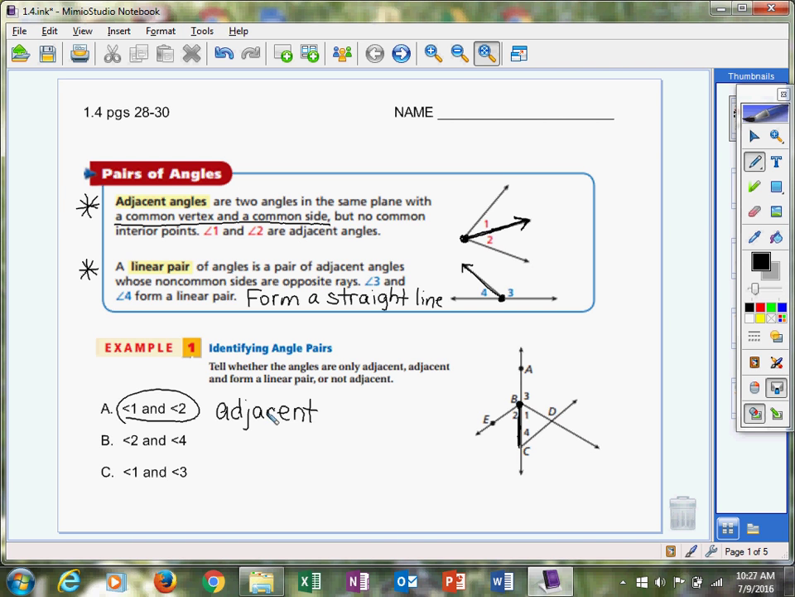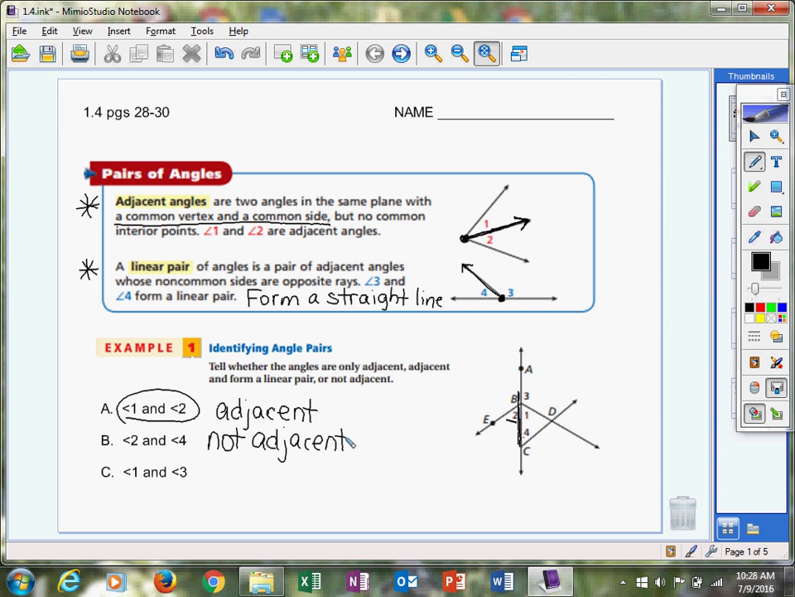All right, let's look at angles 2 and 4. Here's 2 and here's 4. Looks like they share a side, but they don't share a common vertex. Angle 2's vertex is B and angle 4's vertex is C, so they don't share that. So we would say not adjacent. Remember what I said, they have to have a common vertex and a common side. If you have one or the other, then it's not adjacent.